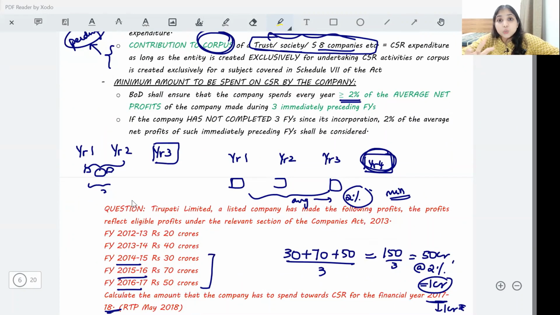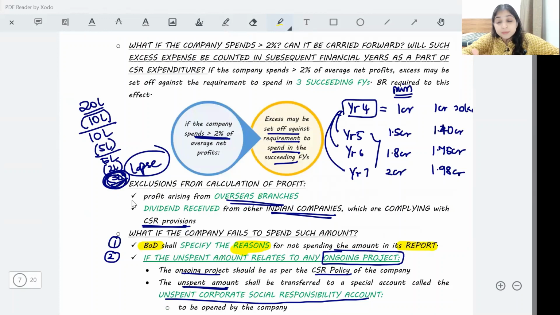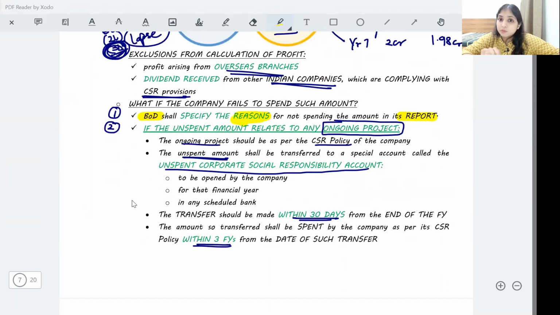Minimum, you're supposed to spend 2% of the average net profit of the last 3 years. In case you spend more than 2%, you're allowed to carry forward the excess to the next 3 years. In case you spend something lesser, you're supposed to disclose it in the board report. To compute net profit, don't consider profit of foreign branches. Don't consider dividend income from those Indian companies which are following CSR provisions.